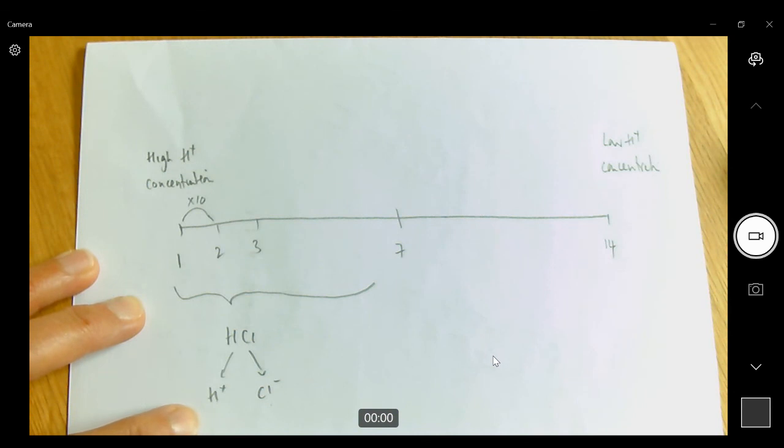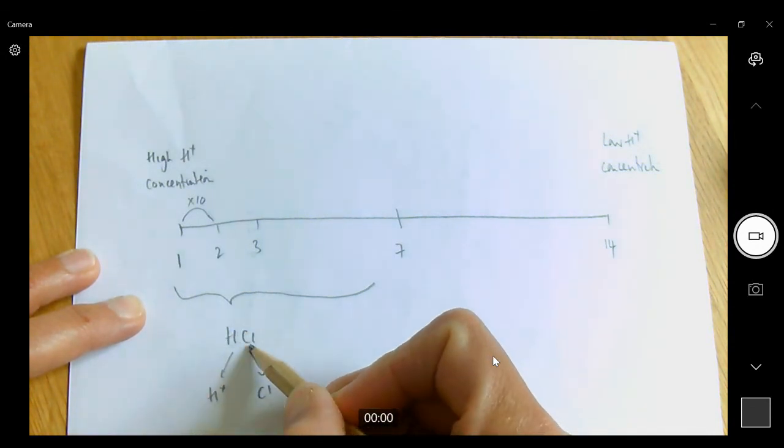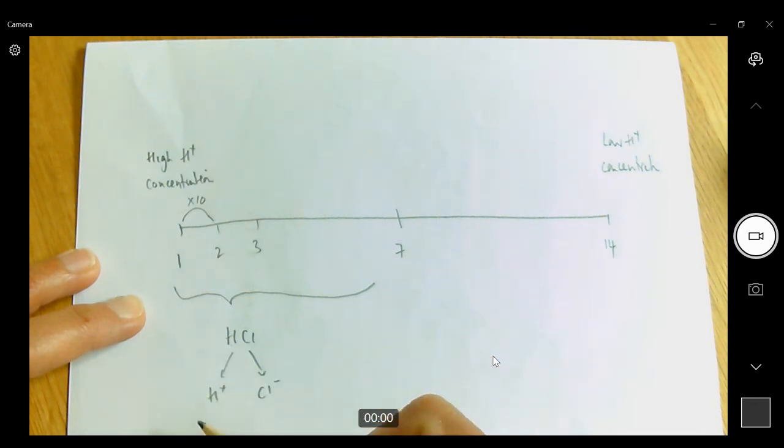A little bit like making squash. If you want to make really strong squash with a high concentration of squash molecules, you're going to pour quite a lot of squash at the bottom and add less water. And it's the same principle here. You're going to dissolve hydrogen chloride in water to form hydrochloric acid, and it's going to dissociate. And the more you dissolve, the stronger your acid is going to be.